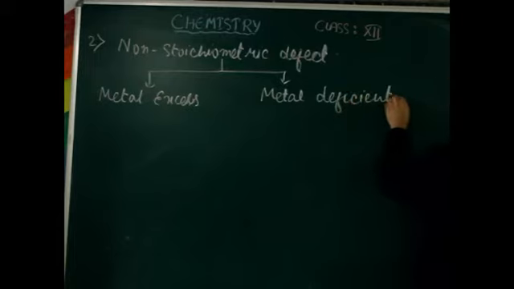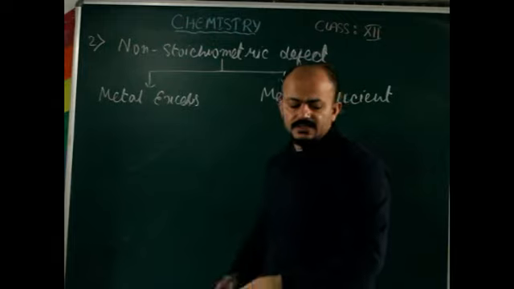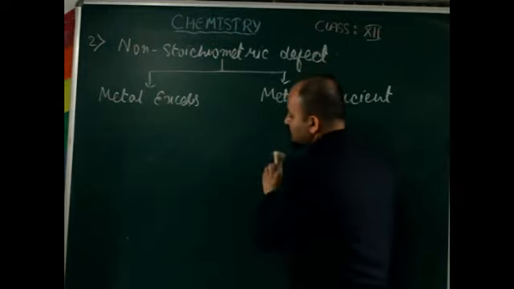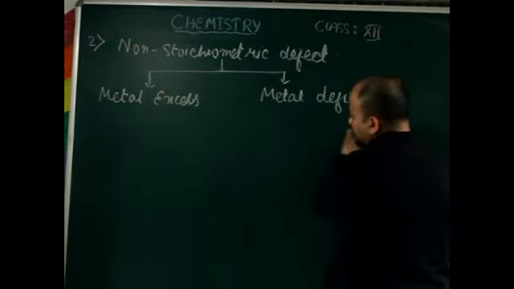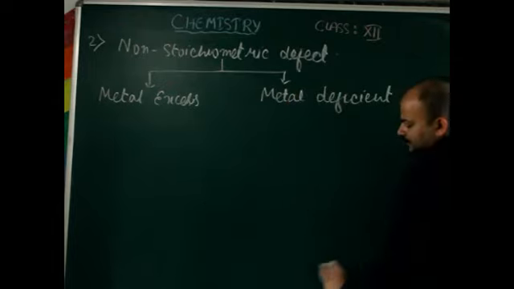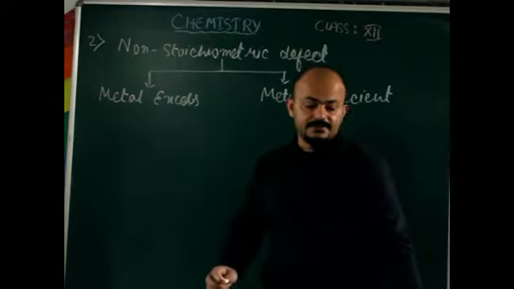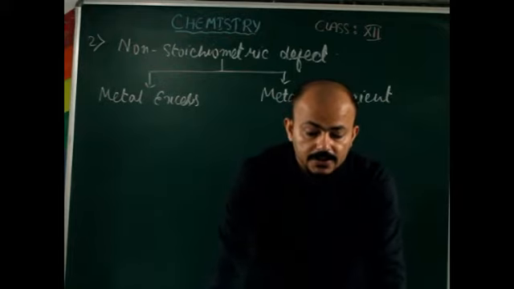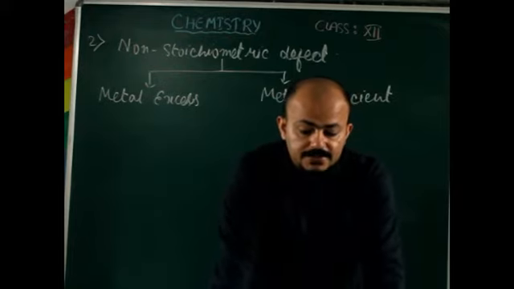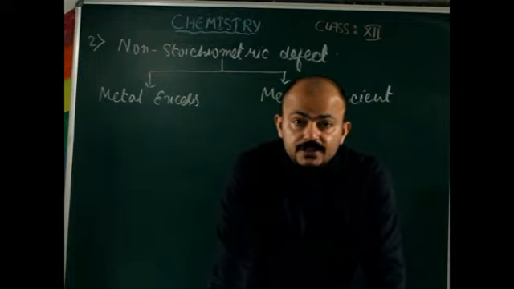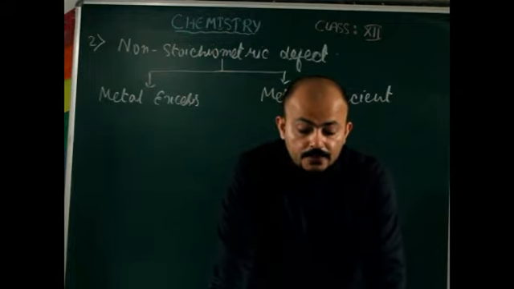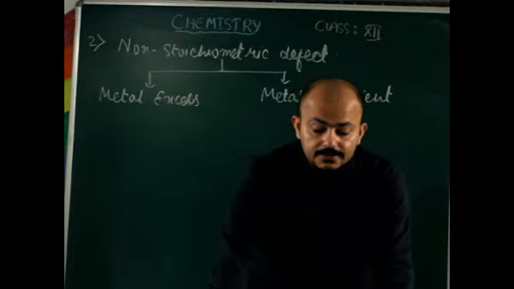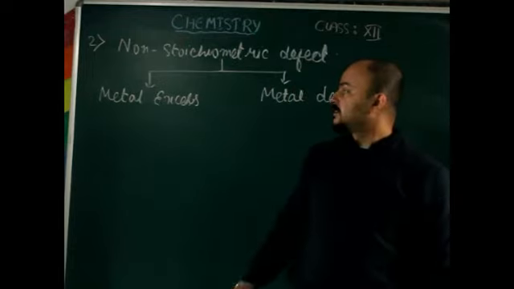Deficient defect. So metal excess, what does it mean? It means that there is excess of some positive ion in the crystal system. Okay? So let's discuss metal excess defect. Now, this arises whenever an extra cation occupies the interstitial site.